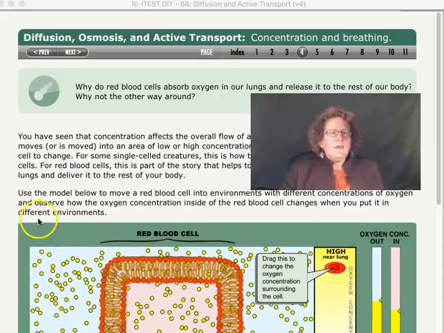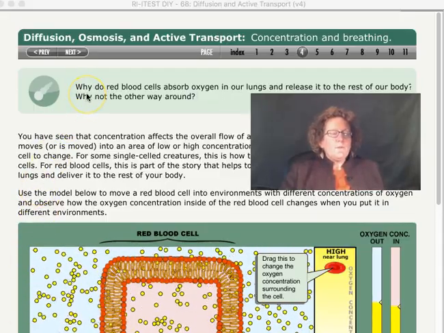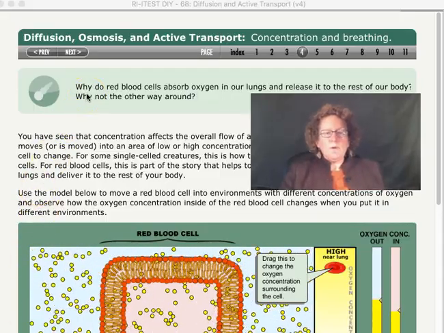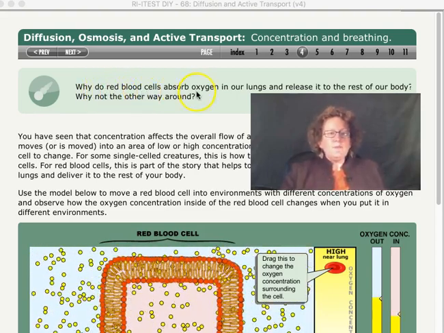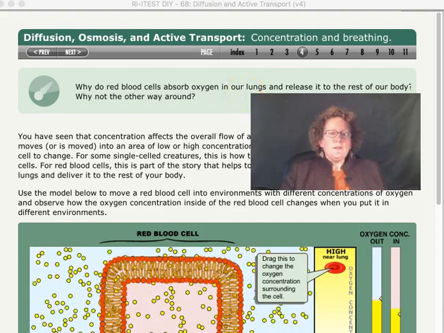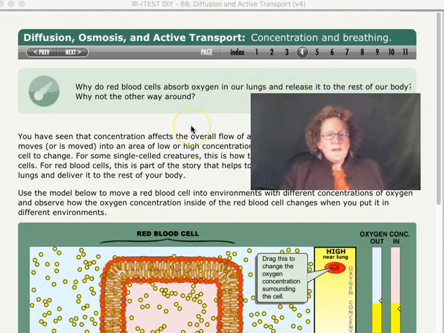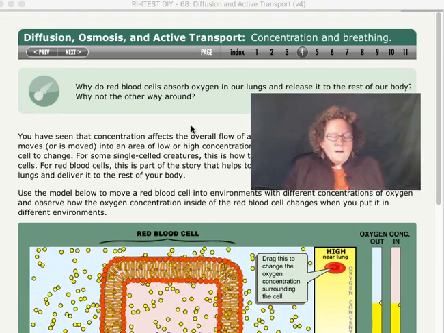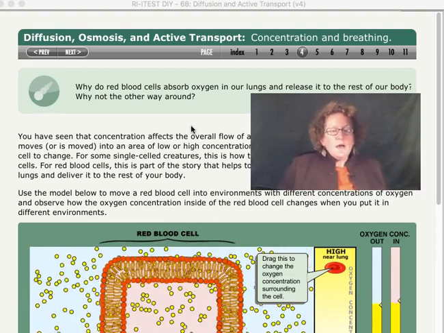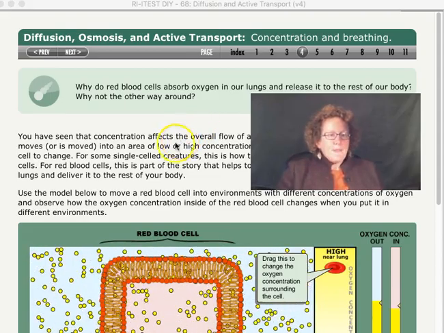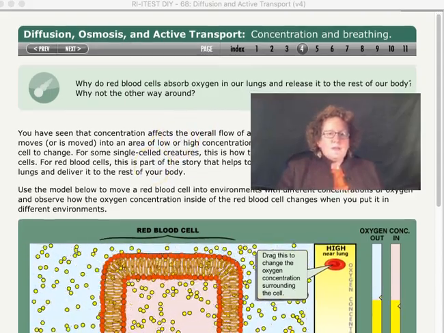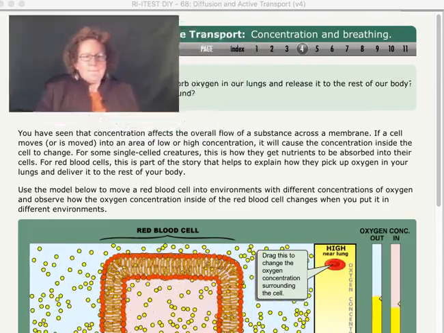So in this section 4, we're going to ask ourselves a really important question to our health. Why do red blood cells, which are in your blood, absorb oxygen in our lungs and release it to the rest of the body? Why doesn't it happen the other way around? Why aren't our red blood cells absorbing oxygen from the rest of our body? Let's go down and look at a red blood cell to find out more.